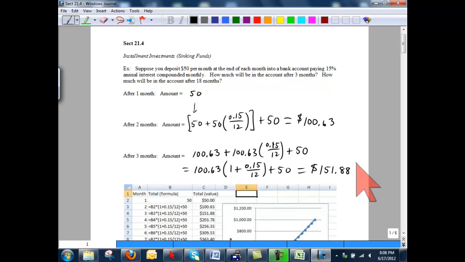Alright, I could continue to do the problem manually this way and go up to 3 months. I could go up to 18 months if I wanted. This is becoming tedious to do if I wanted to go to 18 months, and especially if I wanted to go to, say, 30 years. So go ahead and pause the video and bring up Microsoft Excel if you don't already have it launched.